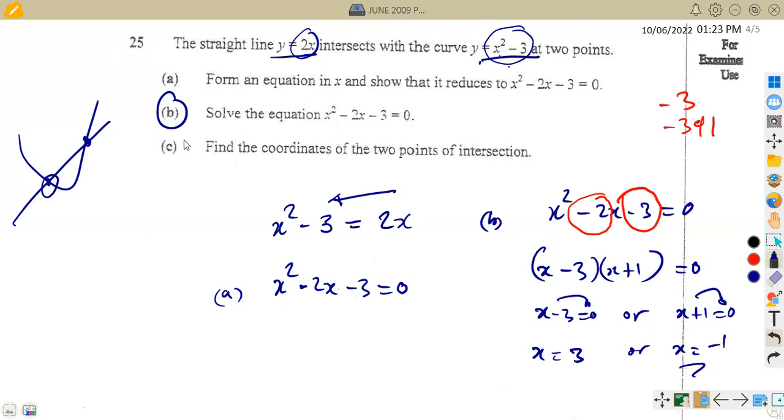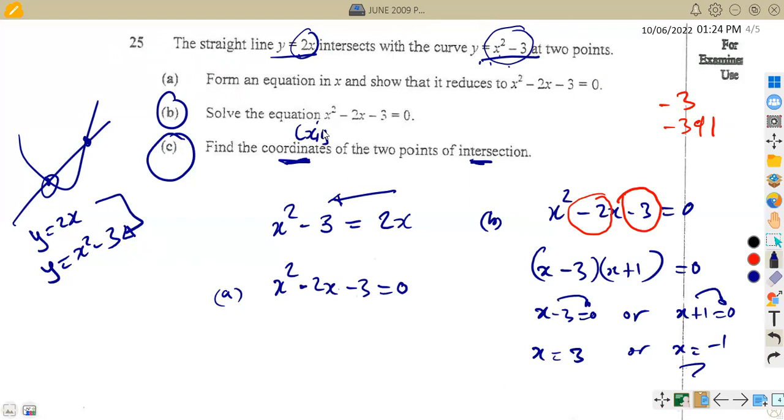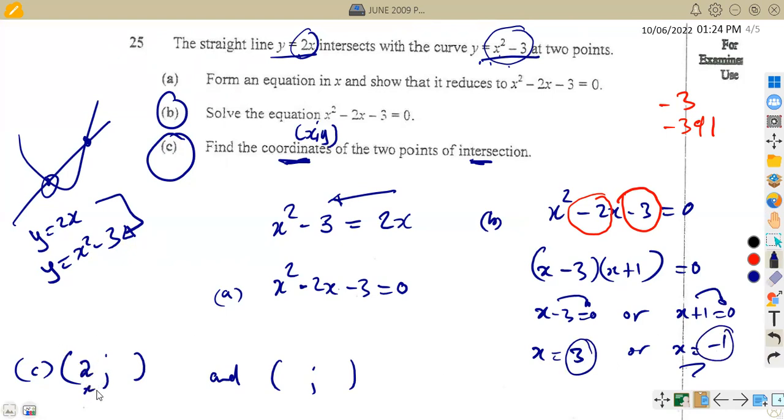Then the last question is to find the coordinates of the 2 points of intersection. That is what I was saying, guys. At the point of intersection, remember these two graphs are equal. So we are just substituting into one of these two equations because they are equal. y is equal to 2x and y is equal to x squared minus 3. To find the coordinates, we are referring to a point made of x and y. Already we have the values of x, 3 and -1. So the first point is going to be at x is equal to 3. The second point is going to be at x is equal to -1.